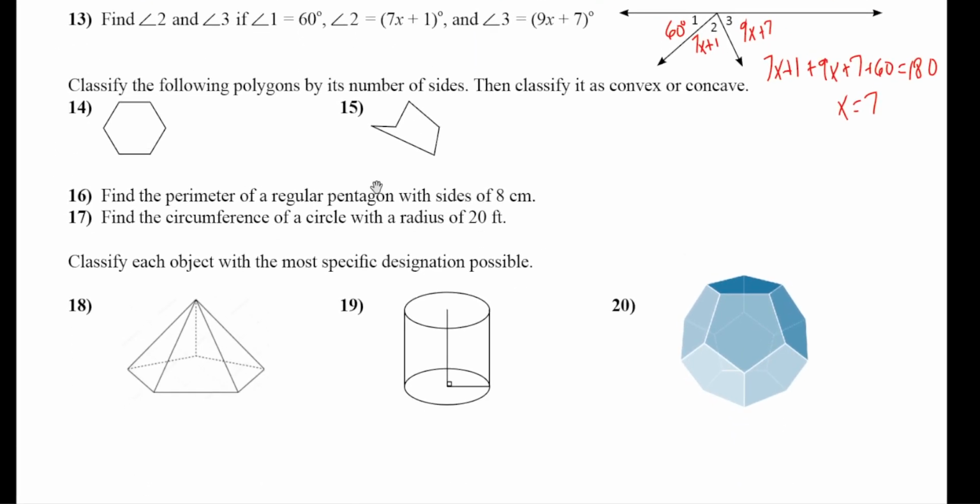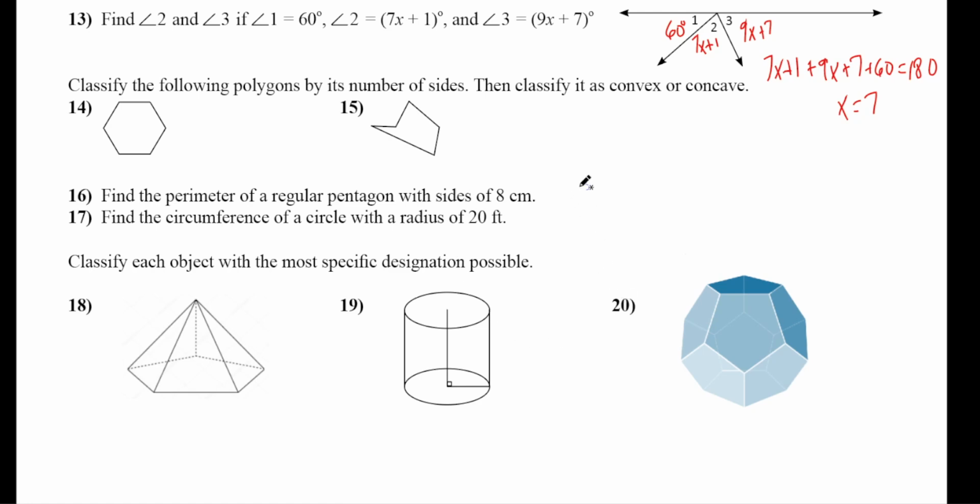Just really quickly, what's the perimeter? How do we find the perimeter of something? It's just the distance around it, right? If it's a pentagon, how many sides is a pentagon? 5. So if each side is 8, what's the distance around the whole thing? 40, okay? What about this?